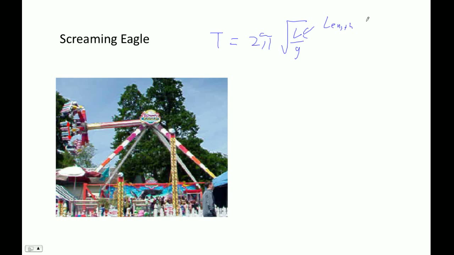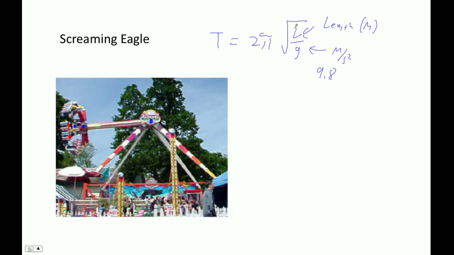Length, is that how you spell length? In meters, right? And then g is, of course, the acceleration of gravity in meters per second squared, so that would be about 9.8, right? And then the length would, of course, be from there to, and then you have to decide where the center of mass of this whole thing is, right? Probably the center of mass is really close to there, right? Okay. You can measure the length.